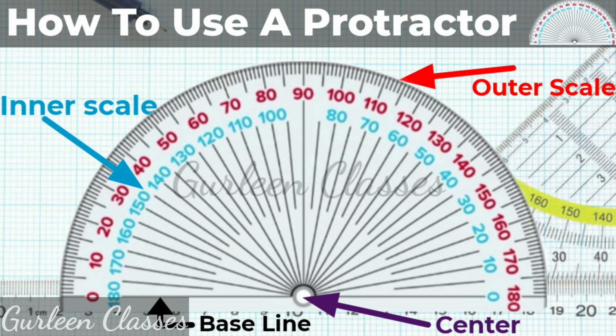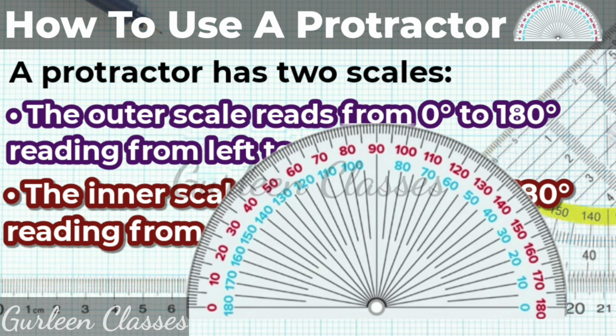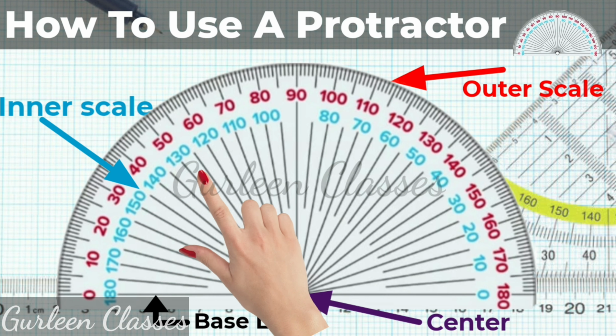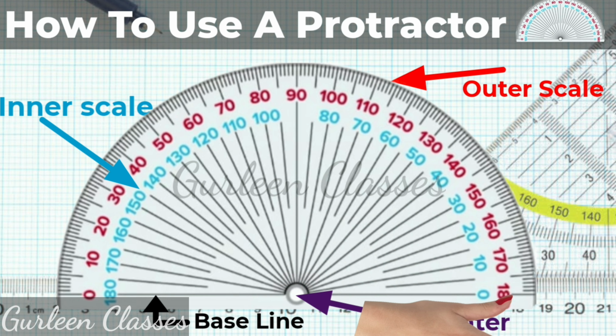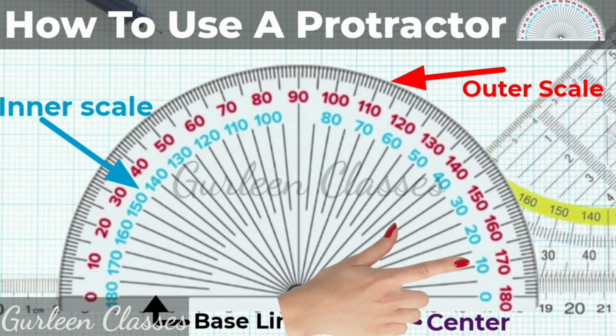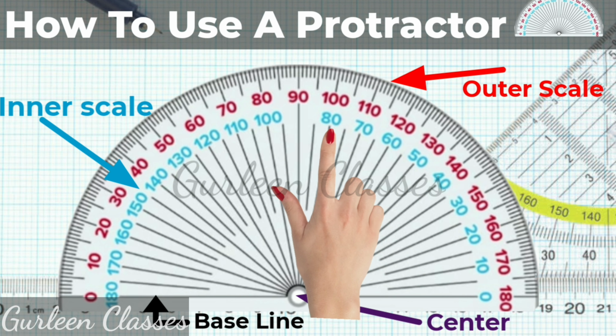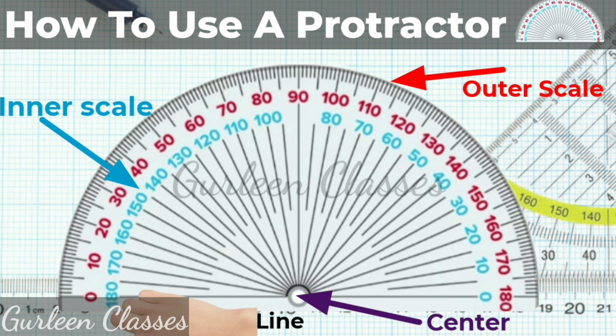The center I have marked with purple and I have written O here. And the baseline you can see with the black arrow. The outer scale reads from 0 degree to 180 degree, from left to right. And the inner scale reads from 0 degree to 180 degree, from right to left.